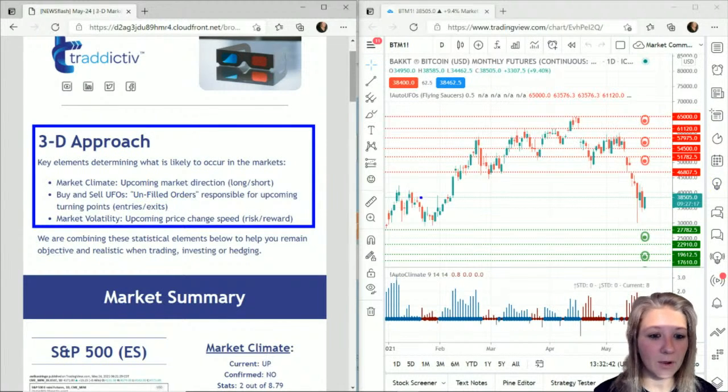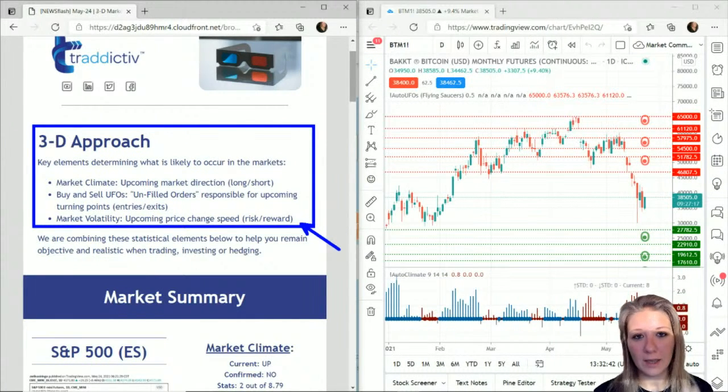Last thing we look at is market volatility. Essentially, how quick are these markets moving? If they move really quickly, then normally that means we have a higher risk, could have higher reward. If they don't move very quickly, that usually means we have a lower risk, again, could mean a lower reward. So we'll look at that per market and we'll go through them one by one.